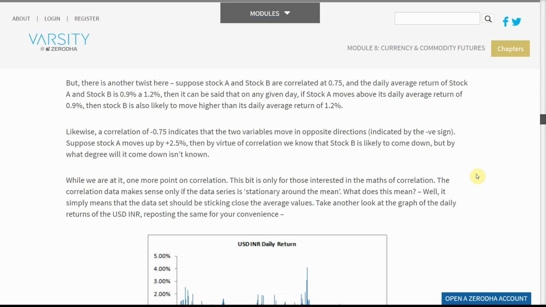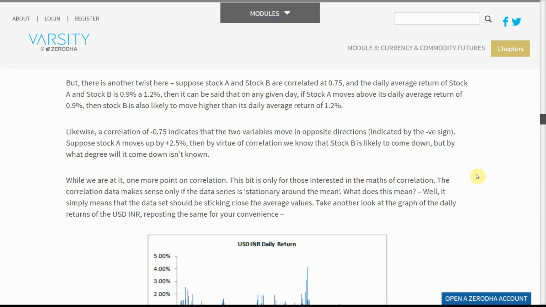Likewise, a correlation of -0.75 indicates that the two variables move in opposite directions, indicated by the negative sign. Suppose stock A moves up by plus 2.5%. Then by virtue of correlation, we know that stock B is likely to come down. But by what degree it will come down isn't known.